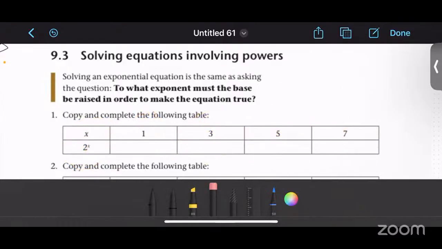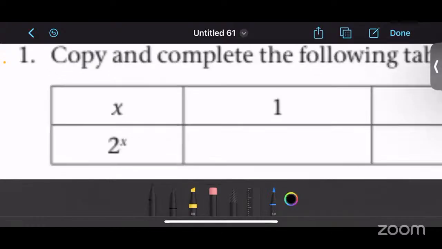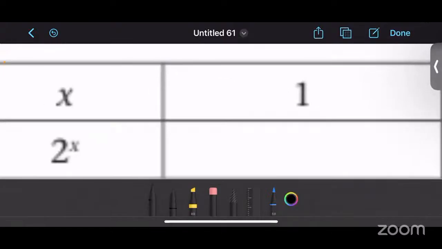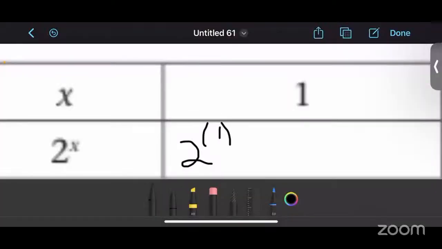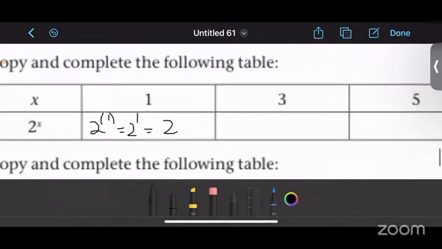No. Okay. So for this one, we have x is 1, which is the same as 2 to the power of 1, which is the same as 2, right? Anything to the power of 1 is equal to that very same number.